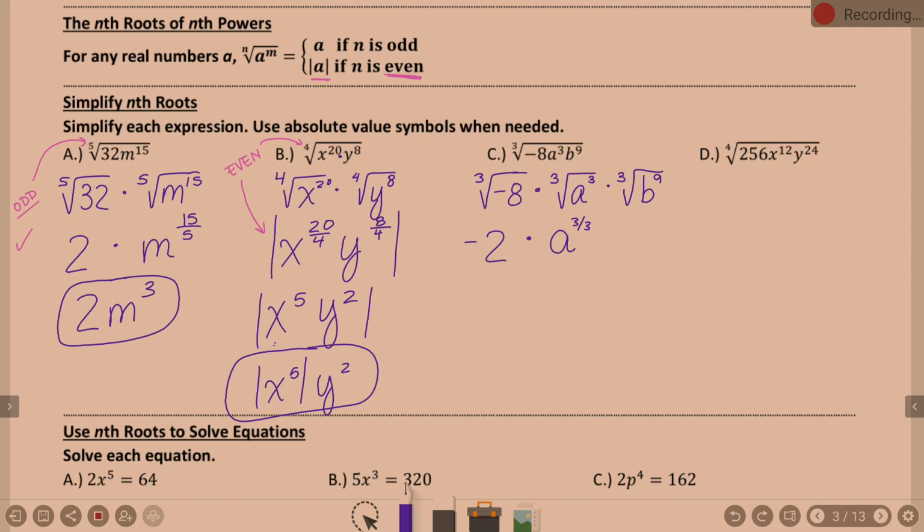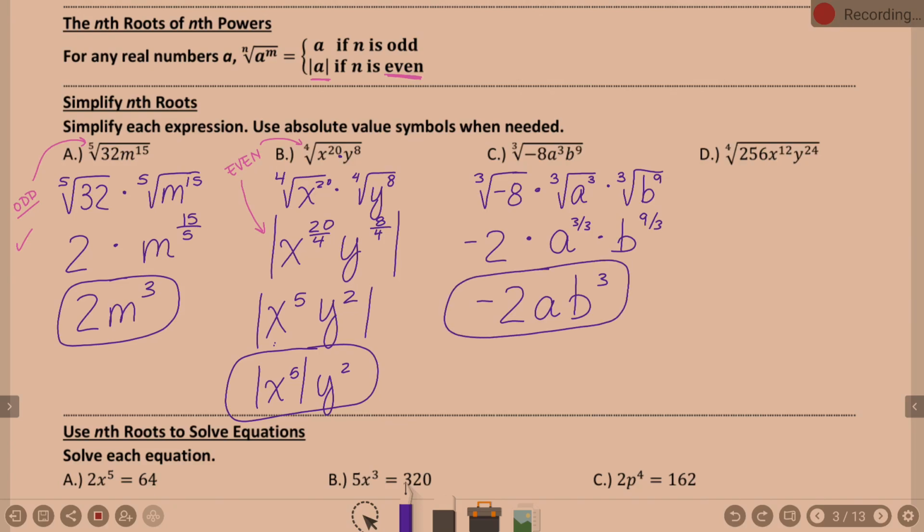And b. Now, okay, here it matters. Is it 3 over 9 or 9 over 3? 9 over 3. That's 3. I'll agree there. Okay, clean this up. Negative 2, a to the first, or just a, b to the third.